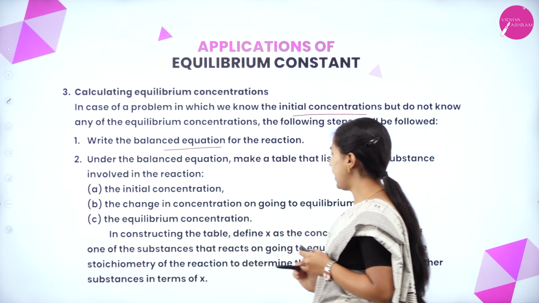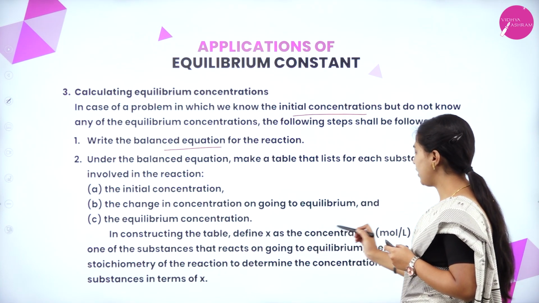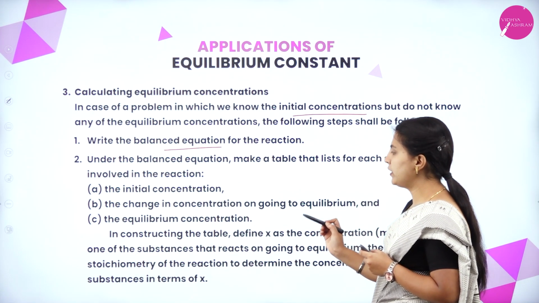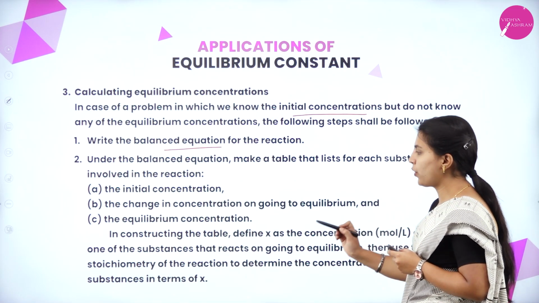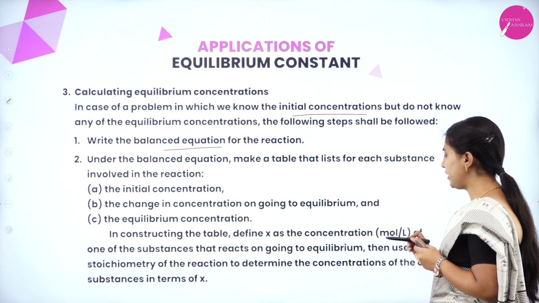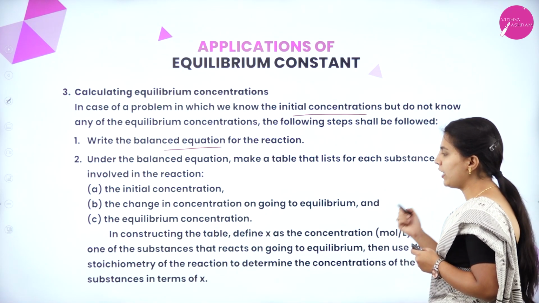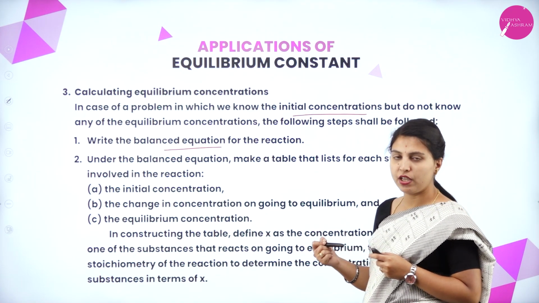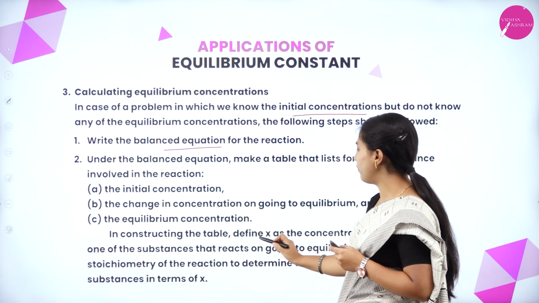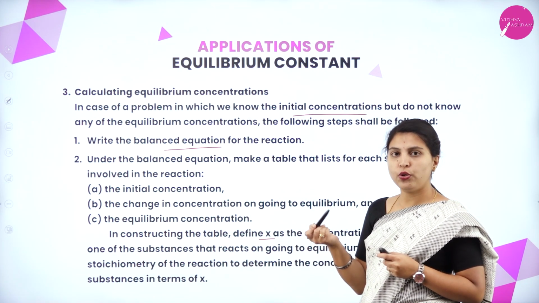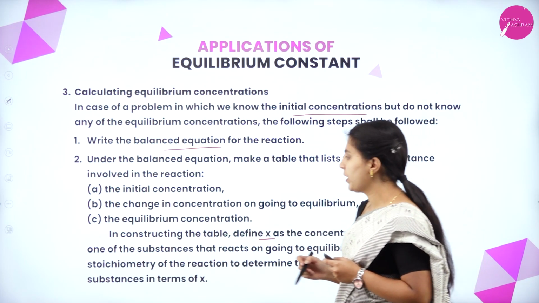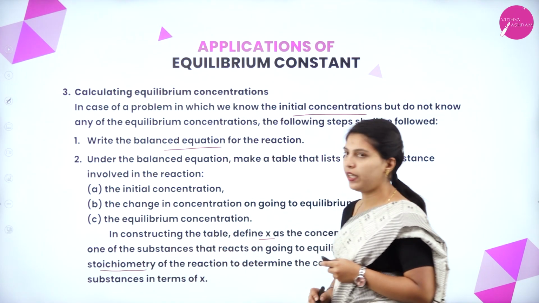In constructing the table, define X as the concentration of one of the substances that reacts on going to equilibrium. Then use the stoichiometry of the reaction to determine the concentrations of the other substances in terms of X. For the concentration you don't know, you define X, and that X should be calculated from a known concentration by using the stoichiometric method.